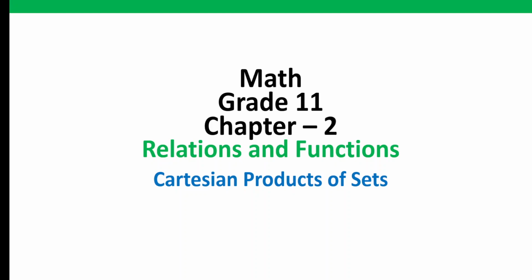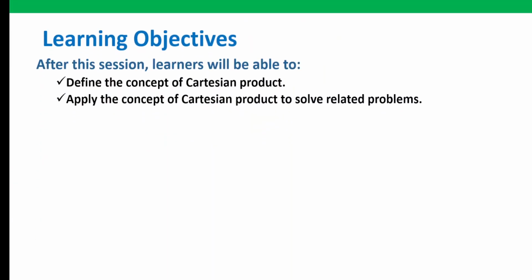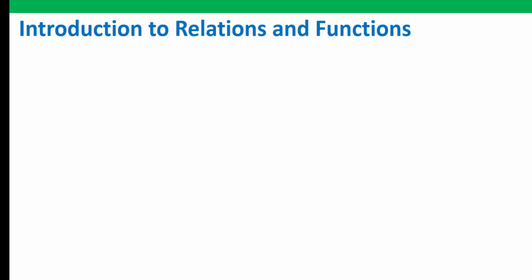Hi all, let's start Maths, grade 11, chapter 2. Chapter name is Relations and Functions, subtopic Cartesian products of sets. Learning objectives. After this session, learners will be able to define the concept of Cartesian product, apply the concept of Cartesian product to solve related problems.